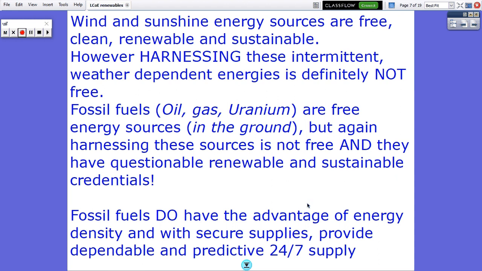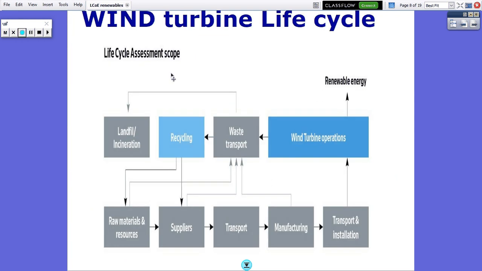Fossil fuels do have the advantage that they're energy dense, and with secure supplies they can provide dependable and predictive 24-hour supply, as in the national grid as it's set up just now.